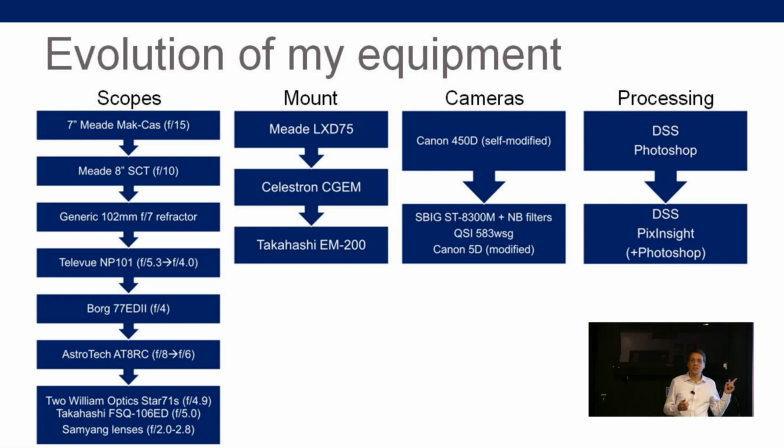Cameras, I started out with a Rebel XSI, the 450D by Canon. I self-modified that one. That actually was my go-to camera for the longest time. That was really nice. Got a lot of use out of that.